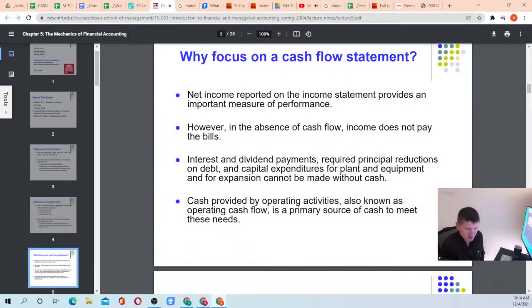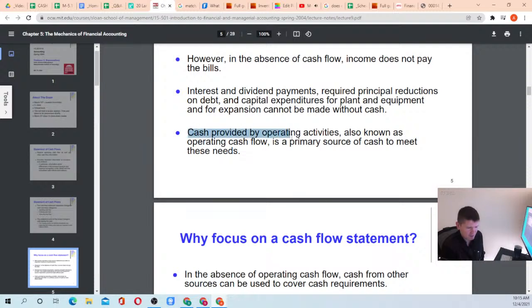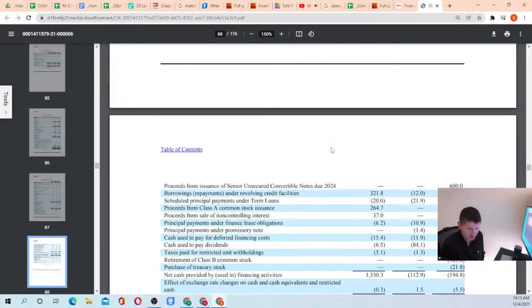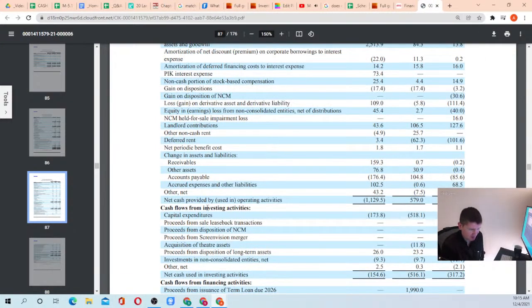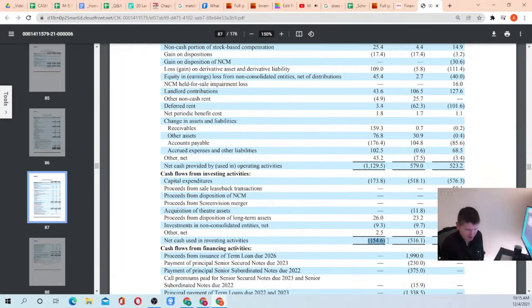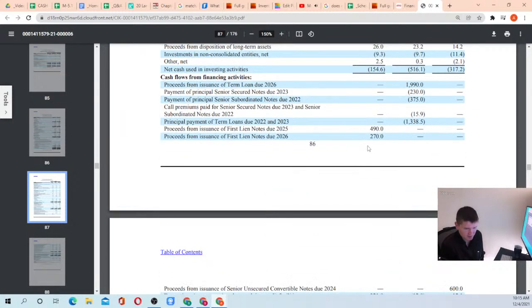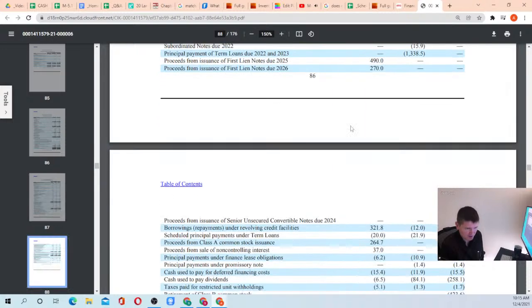Interest and dividend payments, required principal reductions on debt, and capital expenditures for plant and equipment and for expansion cannot be made without cash. Yeah, that's what we saw with AMC. Cash provided by operating activities, also known as operating cash flow, is a primary source of cash to meet these needs. Yeah, it's a primary source, but again, with the AMC example, the cash flow from operating activities was also negative. And we got some negative capital cash flow because we need to maintain our cinemas. But we closed all the gaps with some extra borrowing.